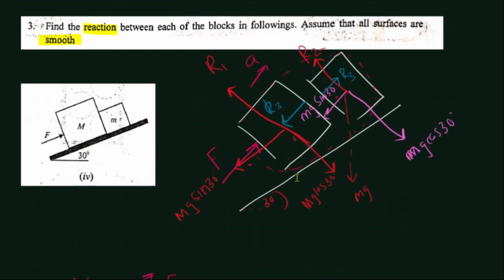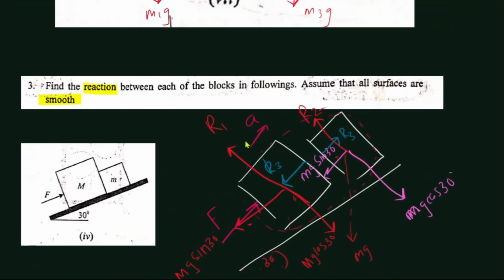So now what we need is not the acceleration of the system, but the reaction acting between the objects, right? We need to find R3.